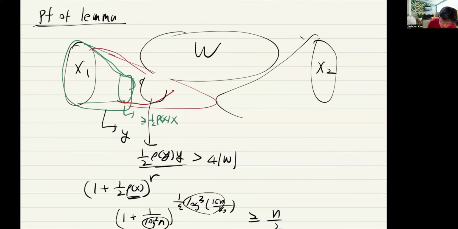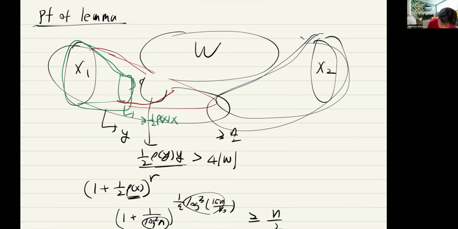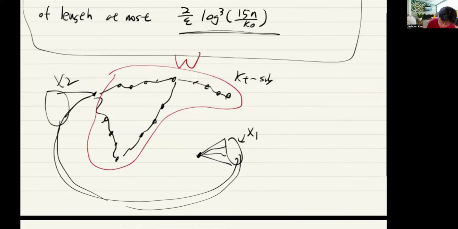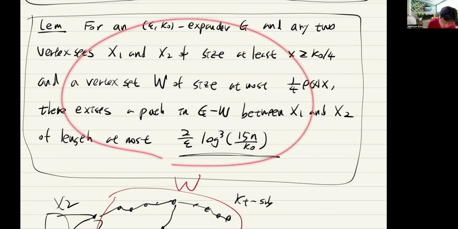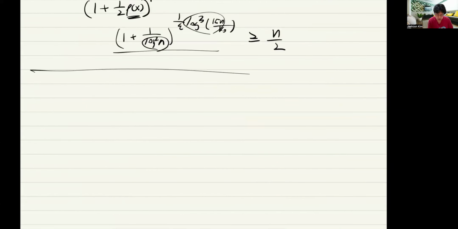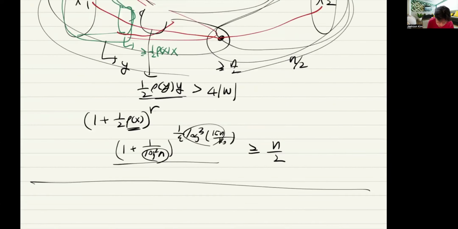You do the same thing here, then at some point both sets have size at least n over 2 on an n-vertex graph. So they must intersect at some point. That means there is a path. Moreover, the length is 2 times this. So that's basically the proof of this. I will not write down the proof in more detail.